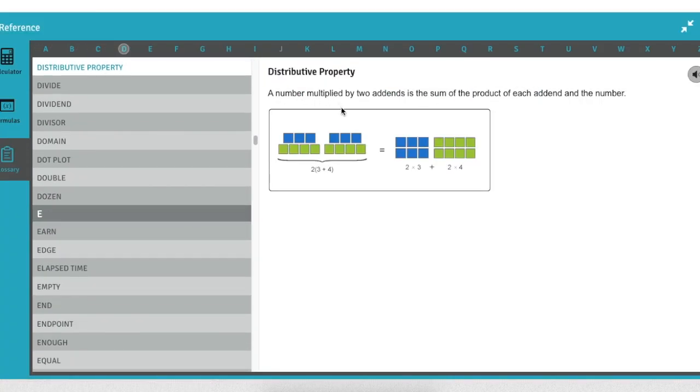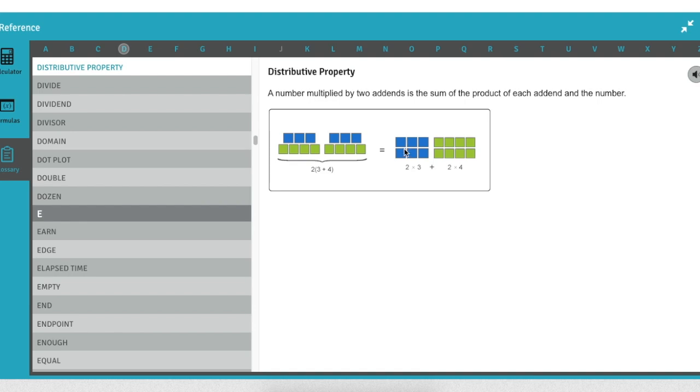It says, a number multiplied by 2 addends is the sum of the product of each addend and the number. Well, that was confusing, but what I think it's saying is 3 plus 4 times 2. So I have 3 plus 4, and I'm doing that twice. So I'm going to distribute or share this 2 with the 3, and distribute or share this 2 with the 4 by multiplication, which gives me 1, 2, 3, 4, 5, 6.